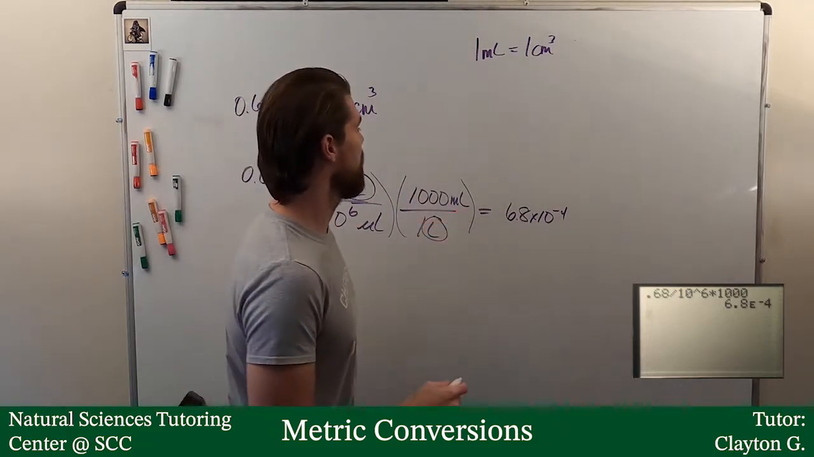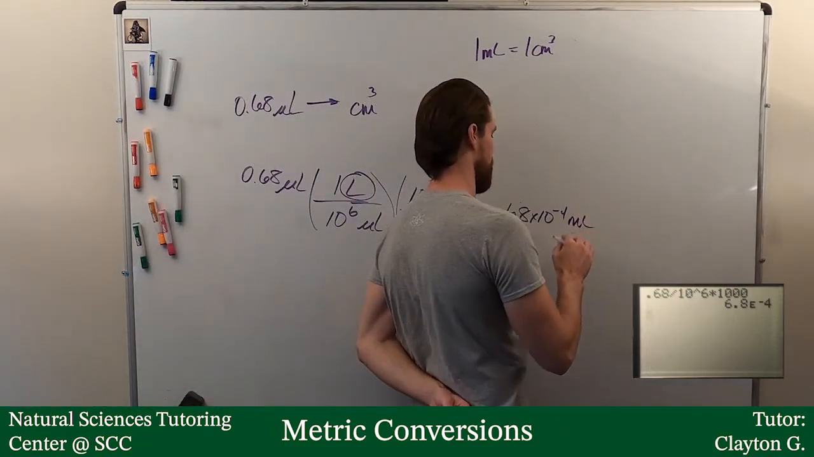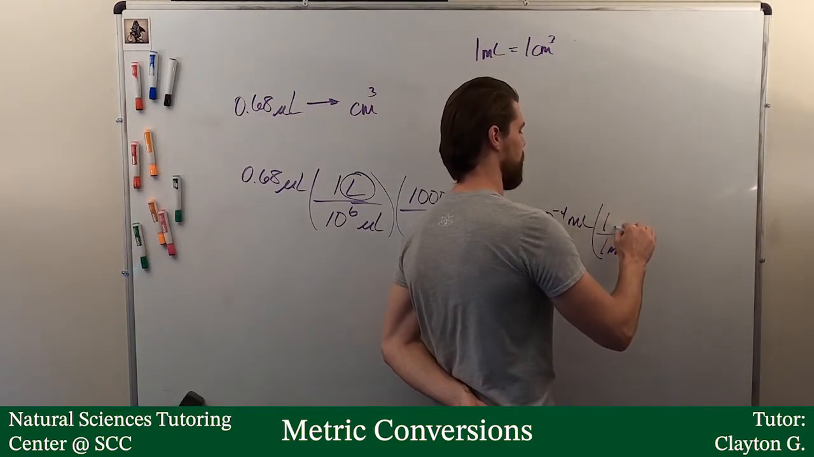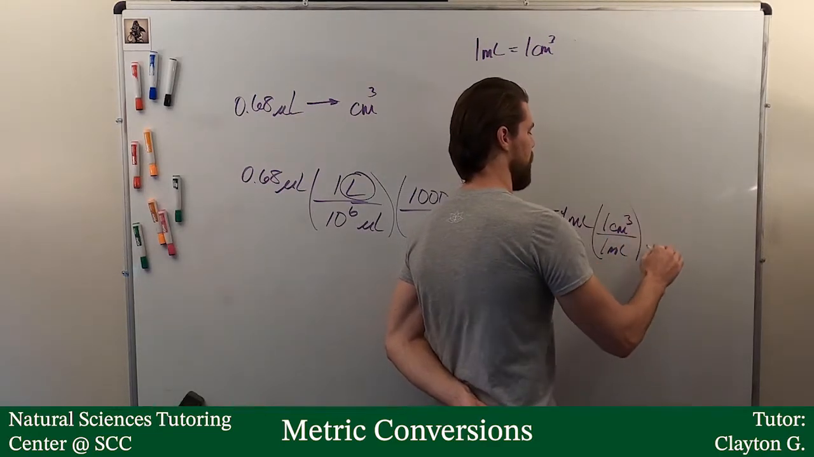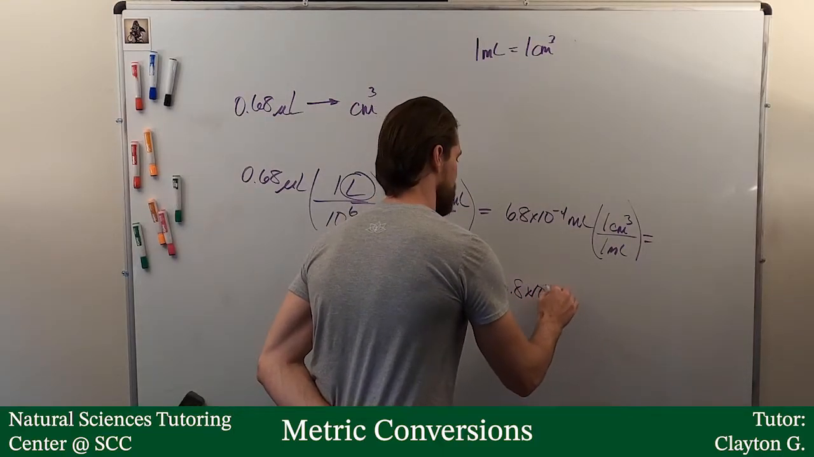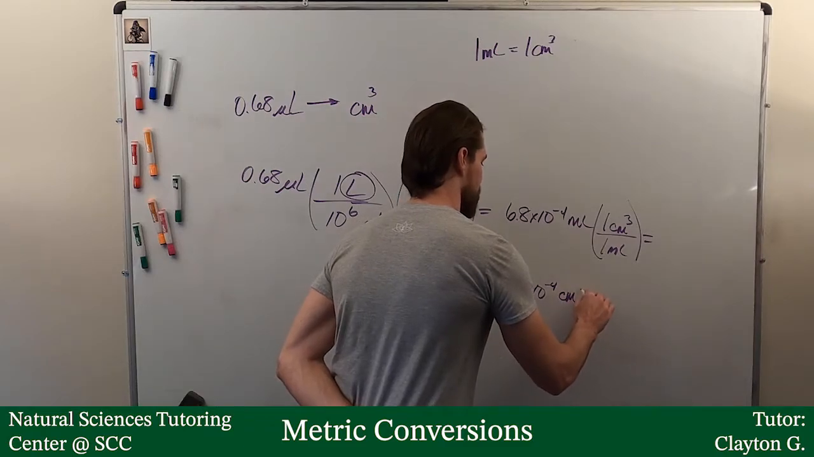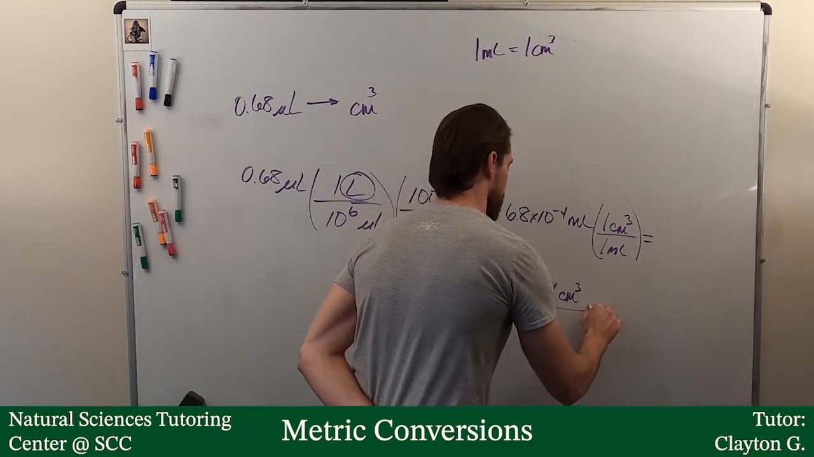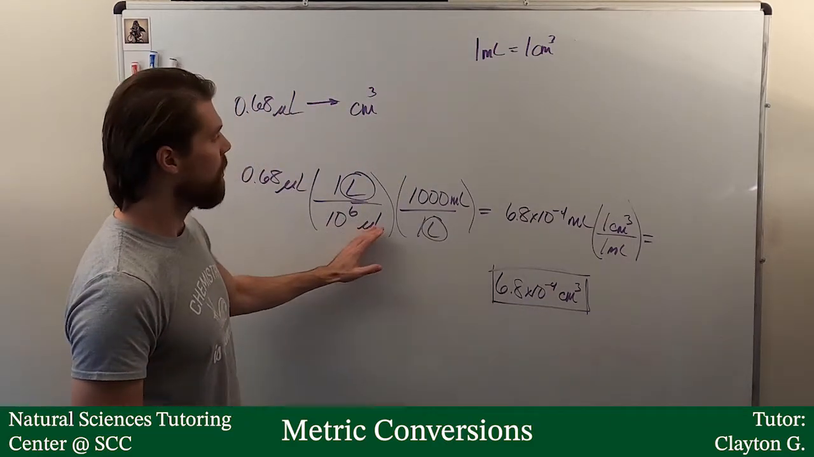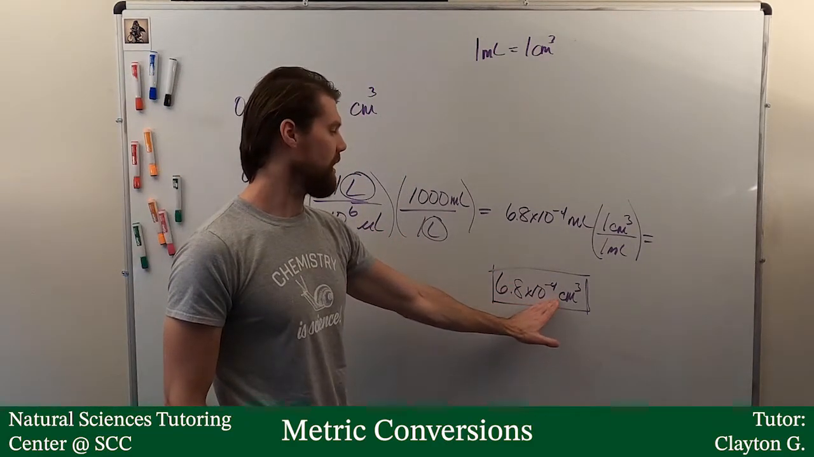Well, and you know, this is milliliters, and I got caught up talking about other stuff. For every 1 milliliter, we have 1 centimeter cubed. So this also is going to be 6.8 times 10 to the negative fourth centimeter cubed right there. All right, perfect. Now, again, the question: is it appropriate to have scientific notation?